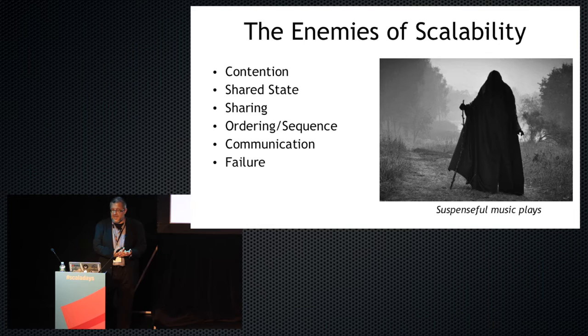Ordering in sequence is one of the most insidious ones and one of the ones we see most commonly. And it turns out that by shifting your algorithm and shifting your design, you can usually avoid ordering and sequence requirements. Communication, and we'll talk about that in some more detail. And then, of course, failure. Things going wrong with the overall system naturally limit the ability to scale. And we'll talk about that too.